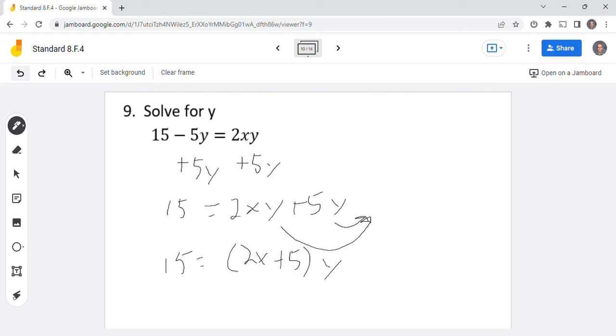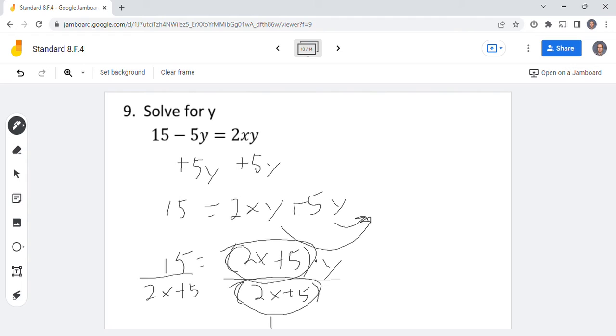Now I don't want to distribute it because our next step, we're going to undo this multiplication right there by dividing. We're going to divide by 2x plus 5, since that's all together in parentheses and being multiplied. We can do it to both sides and get rid of that whole piece all at once, because 2x plus 5 divided by itself ends up being 1, and it's gone.